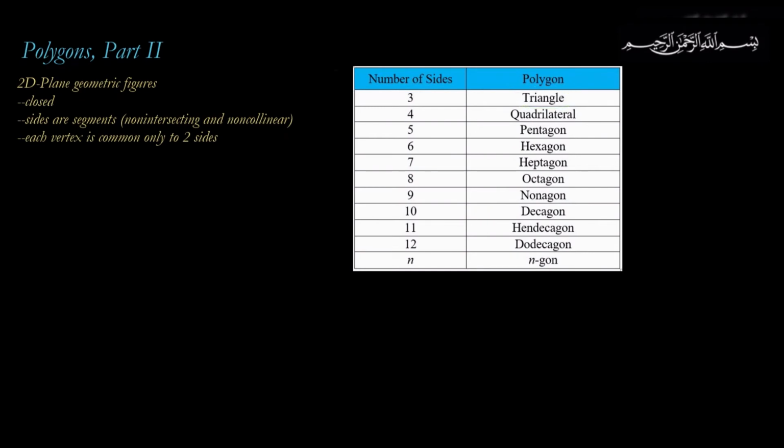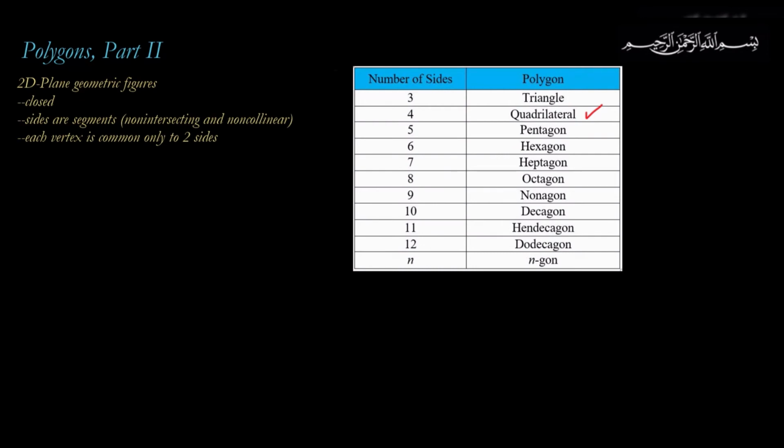A four-sided polygon is called a quadrilateral. Now, there are a whole bunch of different types of quadrilaterals. A square is a quadrilateral. A parallelogram is a quadrilateral. A rectangle is a quadrilateral. So all of these are examples of quadrilaterals, okay? So a triangle is a three-sided polygon, and a four-sided polygon is called a quadrilateral.